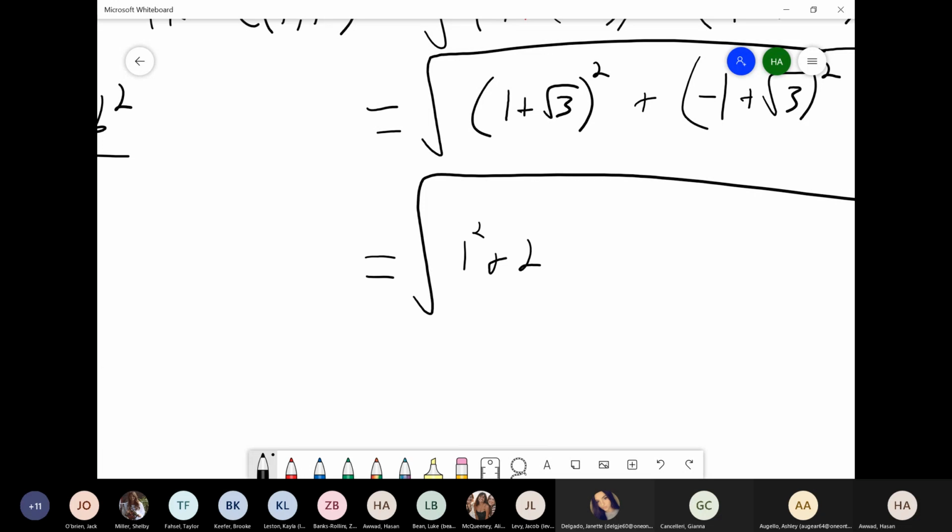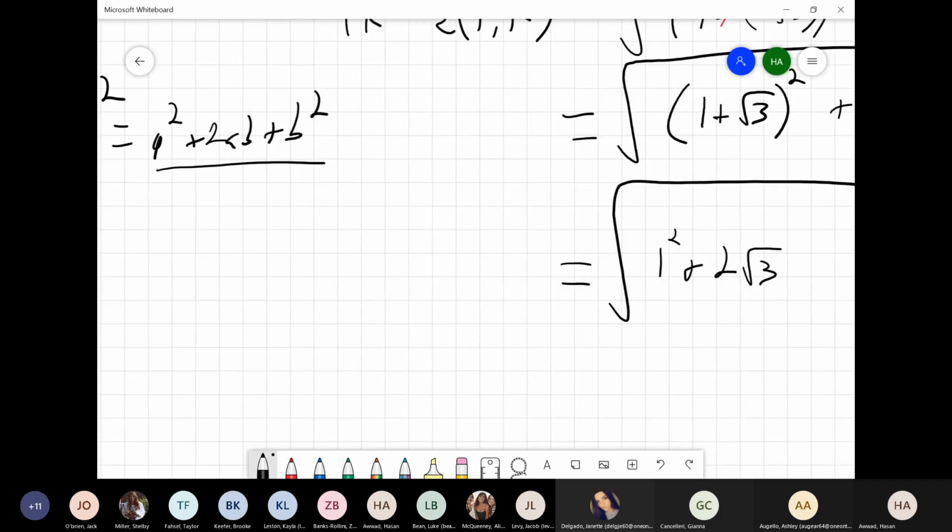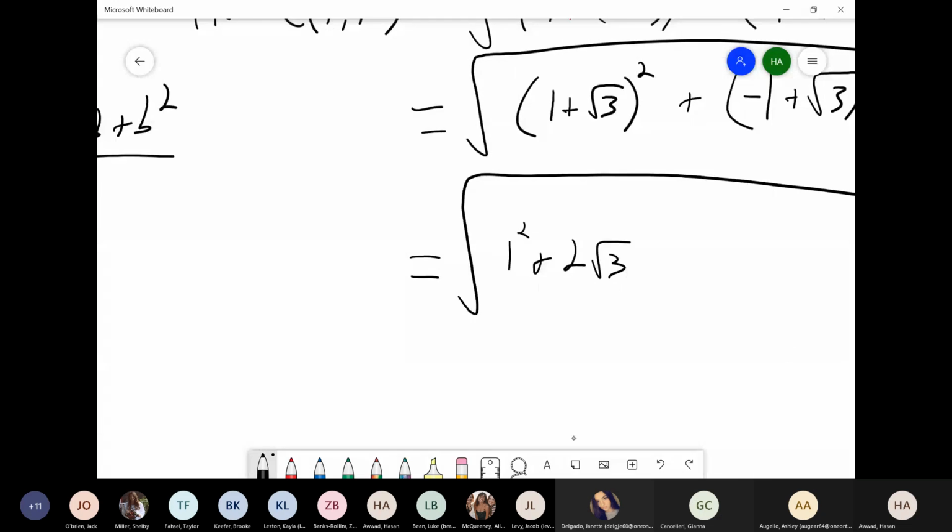plus 2 times a times b. So 2 times 1 times square root of 3. 2 times 1 is still just 2, so I'm just going to write 2 times square root of 3 here. And then we have finally b squared, which is the plus square root of 3 squared. So cool, we've expanded the first one. And I can even simplify this already. What's 1 squared? Well, 1 squared is just 1, right?